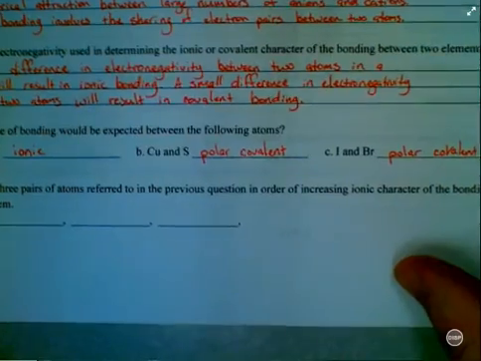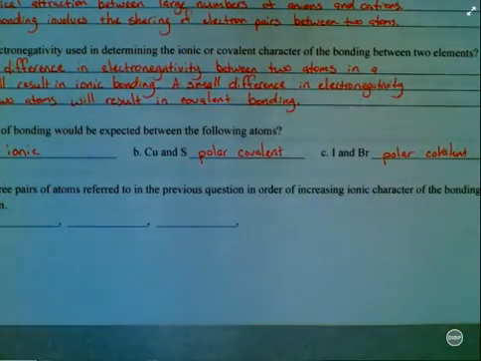Let's take a look at B. Copper and sulfur. Now, if you remember my quick tip that I introduced during the video lecture, you might think, oh, copper is a metal. It's a transition metal, but it's a metal, and sulfur is a nonmetal, so this should be ionic. And if you're only using the quick tip, that would be correct. However, when we calculate the electronegativity difference, the difference only ends up being 0.6. So that actually keeps us inside the polar covalent range.